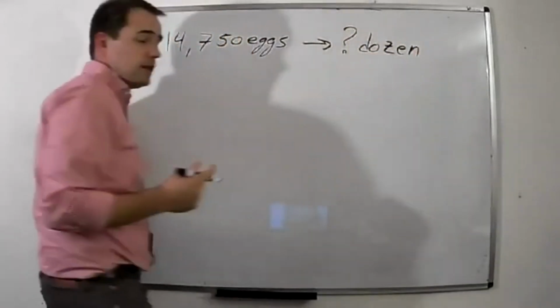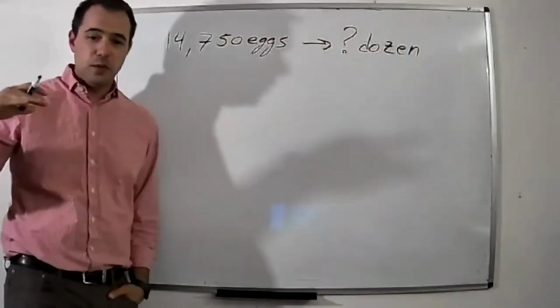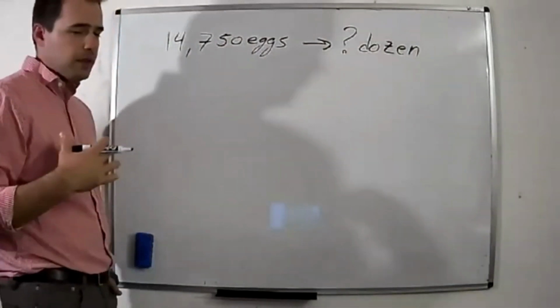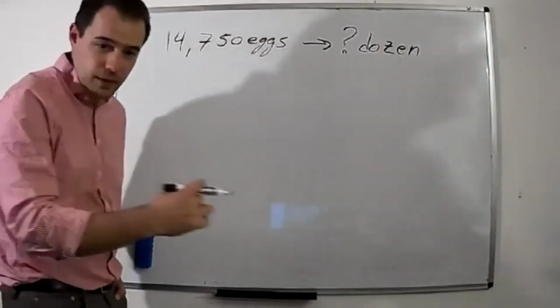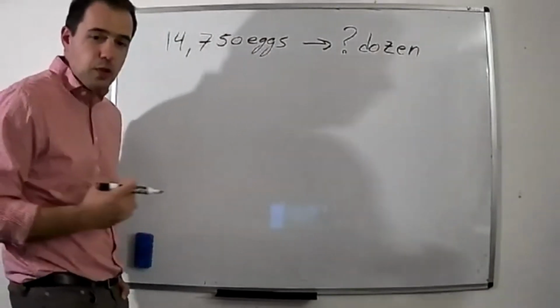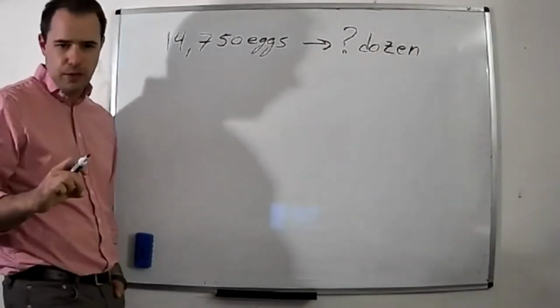Every person in this class can pick up a calculator and get me an answer right now. That's great. That's because you have an IQ above 80. I don't care about the answer. What I care about is the method. We're going to use dimensional analysis to get there, and we're going to treat a dozen just like a conversion factor.